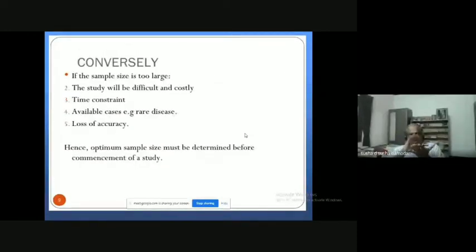And what is the consequence of large sample size? The study will be difficult and costly. We need much time for the collection of data from the large sample. Loss of accuracy sometimes. If the sample size is too large, there may be the possibility of loss of accuracy. Therefore, optimum sample size must be determined before the commencement of the study.